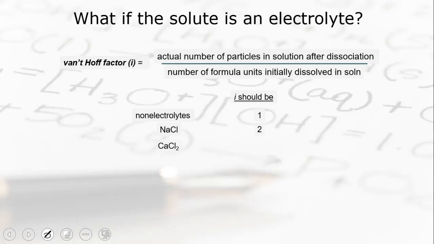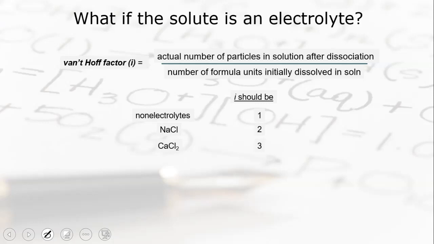What about this one? Calcium chloride. What would you predict the Van Hoff factor to be for calcium chloride? Remember, it's not the types of ions, it's the numbers of ions you get. So you get 1 calcium and 2 chloride ions for every formula unit. So that means you have 3 over 1. That would be a Van Hoff factor of 3.